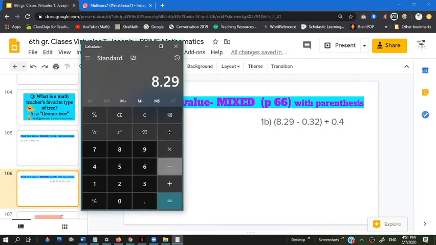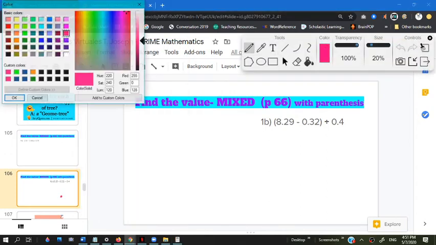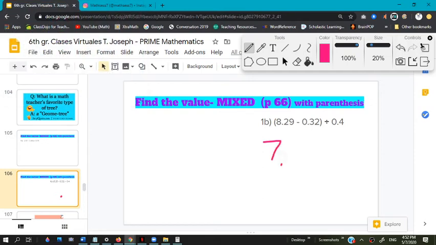8.29 minus 0.32, which gives us 7.97. Okay, now we're going to divide by 0.4.